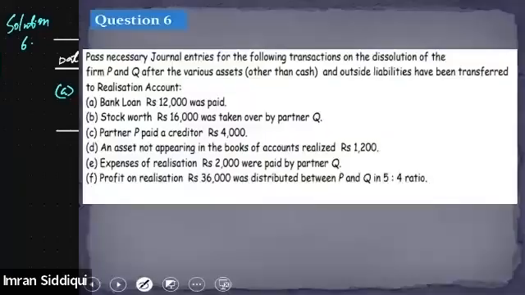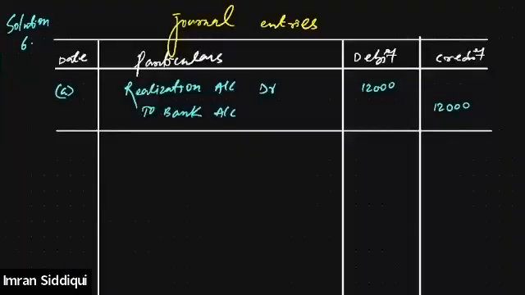Then we have the second adjustment. Stock worth rupees 16,000 was taken over by partner Q. Now tell me, on which side of the realization account would we write this adjustment, the debit side or the credit side? One of the assets is being taken over by the partner. Partners capital account debit to realization. That's right. That means such an adjustment is written on the credit side of the realization account, right? So therefore, the correct general entry for this will be: partners capital account will be debited.